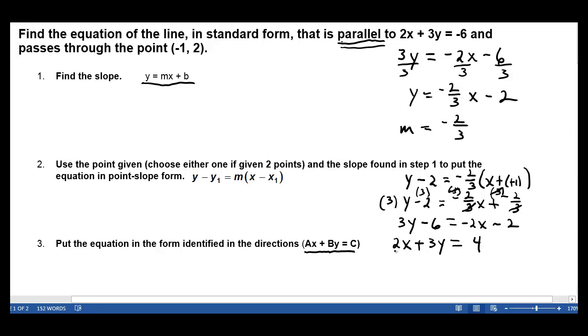This is in standard form because a, b, and c are integers, and our leading coefficient, the number in front of x, is positive.